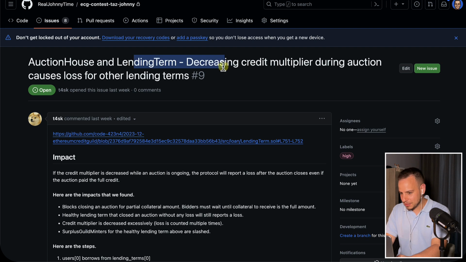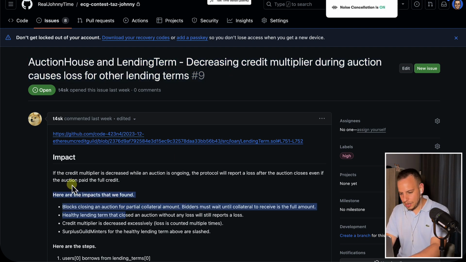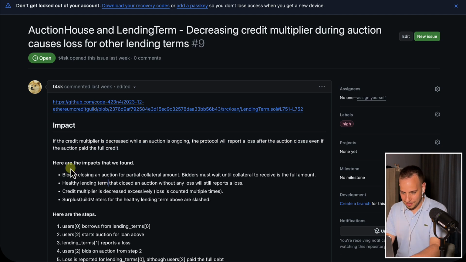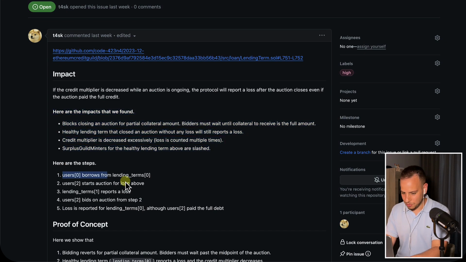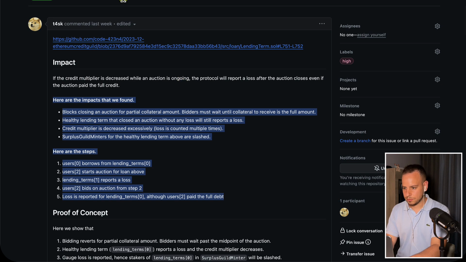because it's complex. It involves multiple contracts and AuctionHouse and the credit multiplier, which is like we have to explain what is credit multiplier in order to explain what is this issue and why it's problematic. I can explain credit multiplier. Yeah. Okay. Credit multiplier gives discount for credit token.